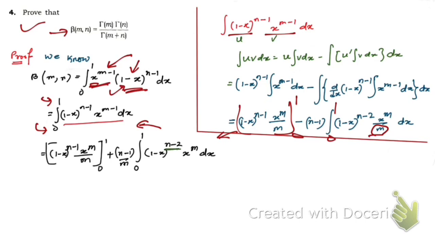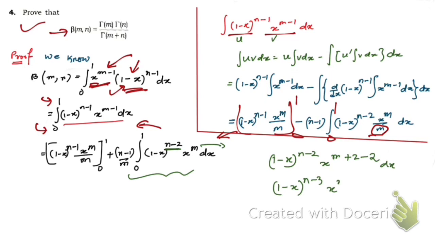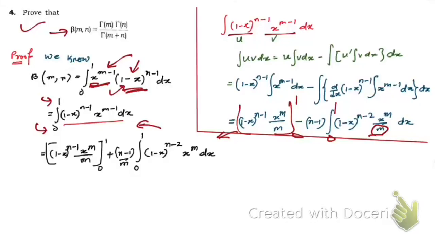When there is n minus 2, this x to the power m can be written, let me write here separately, as 1 minus x to the power n minus 2, then x to the power m plus 2 minus 2, dx. In the next step, if you integrate using integration by parts again, then you will get 1 minus x to the power n minus 3, and here x to the power m plus 3 minus 2. That's what you will get, and it will continue so on, right? At one stage, if you continue this process, you will get 1 minus x to the power n minus n, that's going to be equal to 1, and x to the power m plus n minus 2. So let us continue this process, integrating by parts again.